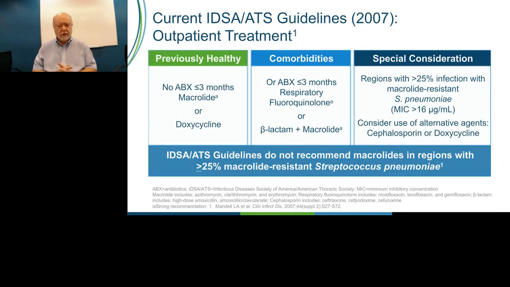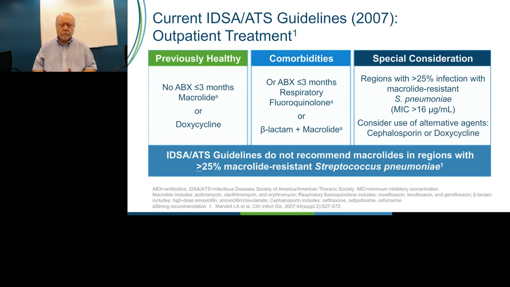So what do we have currently for community-acquired pneumonia? Well, 9 years ago, there was a joint effort from the Infectious Diseases Society of America and the American Thoracic Society, and they broke out pneumonia into various components. And again, this is community-acquired pneumonia. It's not hospital-acquired or healthcare-associated. On the far left, the previously healthy, these are people with no underlying disease, generally younger patients, but not always. And if they've not had an antibiotic in the prior 3 months for anything, then a macrolide or tetracycline, doxycycline, are the recommended choices.